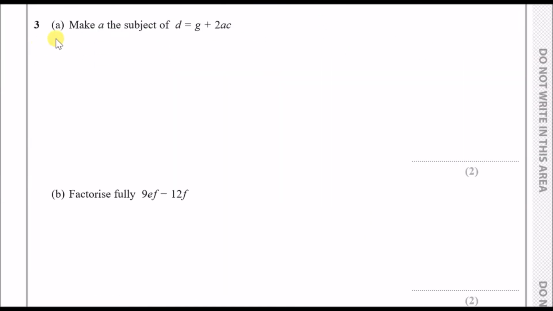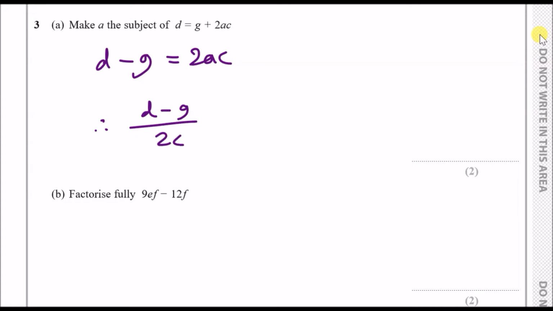So for number 3, we need to make a the subject of d equals g plus 2ac. Okay, so to do this, guys, you have to first move every single variable that isn't touching a. So let's move g across. To move g across, we have to subtract it. So it'll be d minus g equals 2ac. And to separate the 2 and c from the a, because they're all multiplied, we need to divide them away. So dividing by 2c, you're now going to get d minus g over 2c, and now you're just left with a. And that's the result, guys. So you can write it neatly as a equals d minus g over 2c.